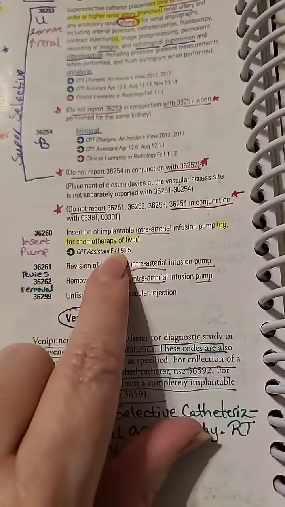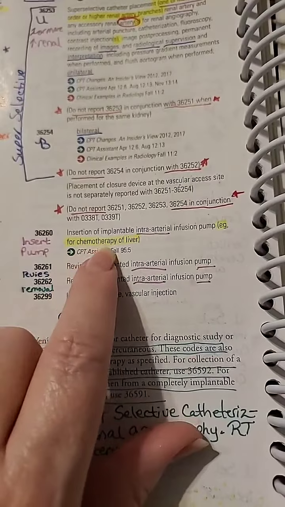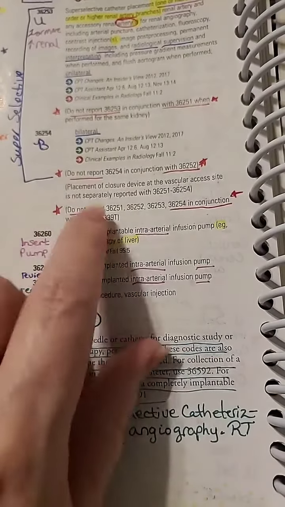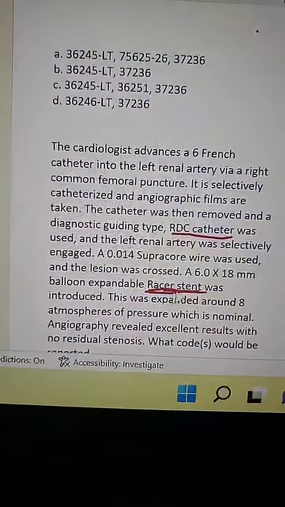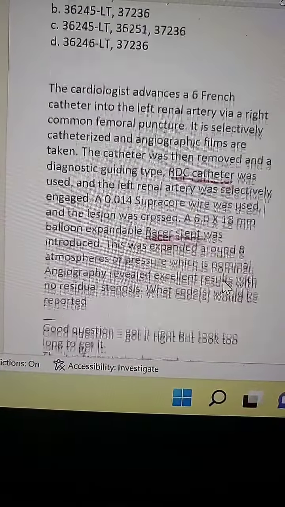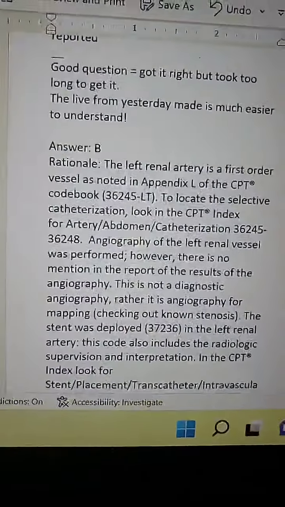And what was different was one was for chemotherapy. The other one wasn't, but it was in the parentheses. And that was it. It's the only way you could tell the difference. So they don't change them up very much, but that right there would be important. Yep. So we got B is our answer. B.